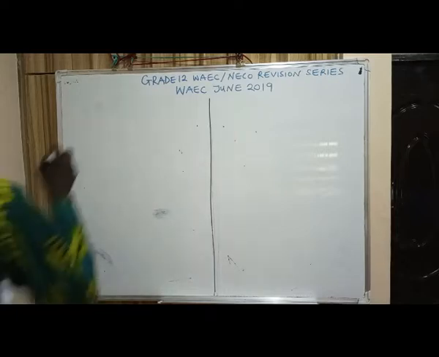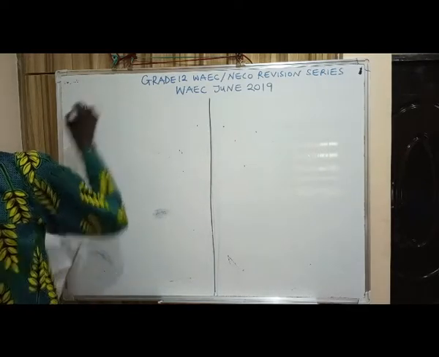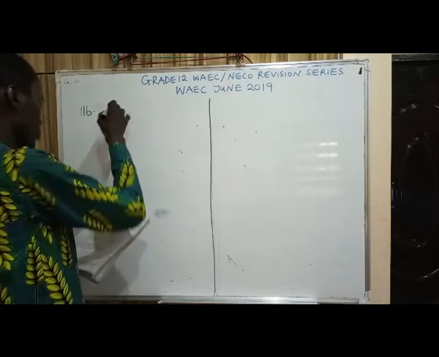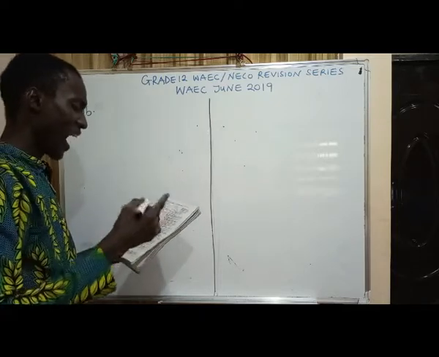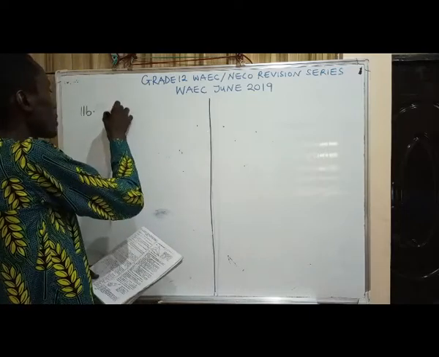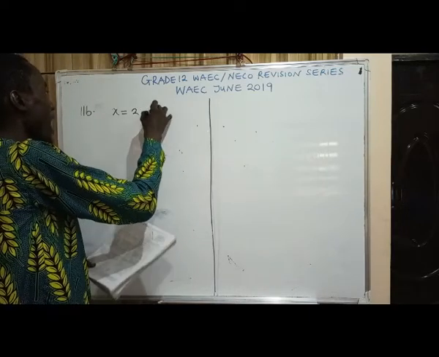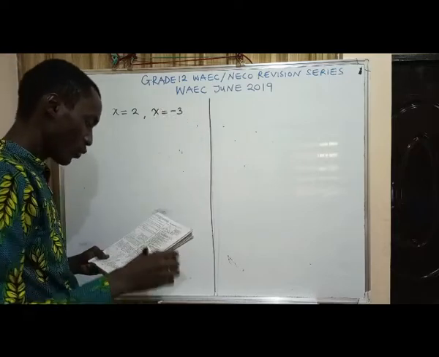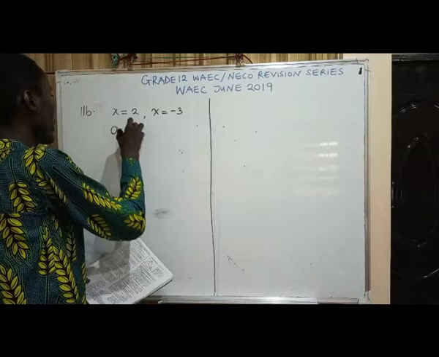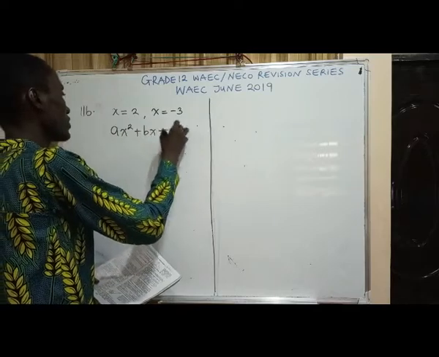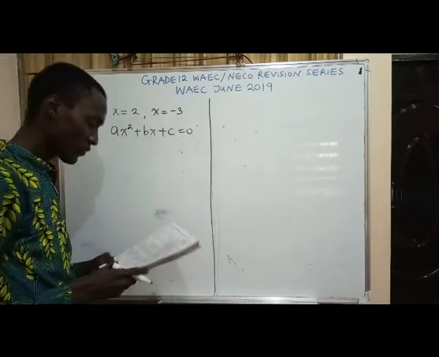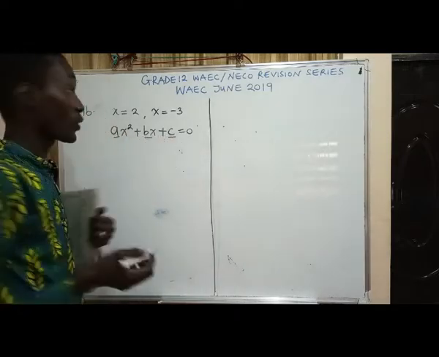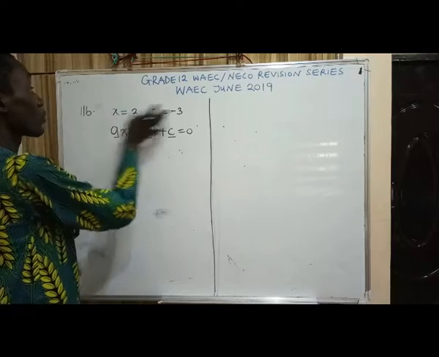In question 11B, it says, given that 2 and -3 are roots, so the roots, it means that x is equal to 2 and x is equal to -3, are roots of the equation ax squared plus bx plus c equal to 0. Find the values of a, b, and c. This is a very simple question. What they want you to do is to move from roots to equations.